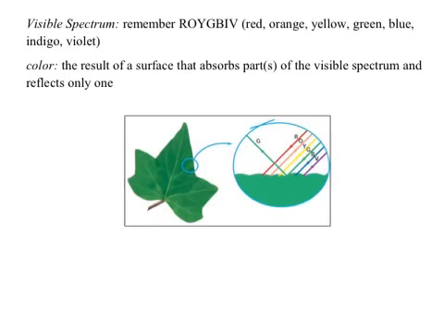Next, let's take a look at the visible spectrum. And we can remember ROY G. BIV: red, orange, yellow, green, blue, indigo, violet. And sometimes books, especially your textbook, leave out indigo, which is really just the shade between the blue and the violet colors.